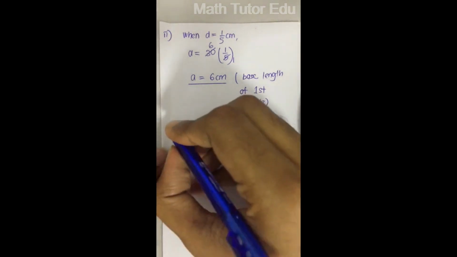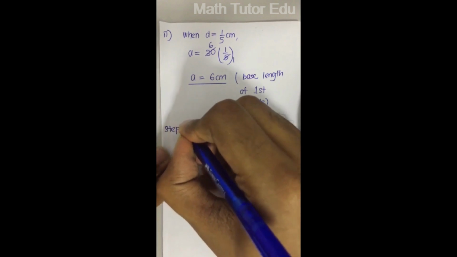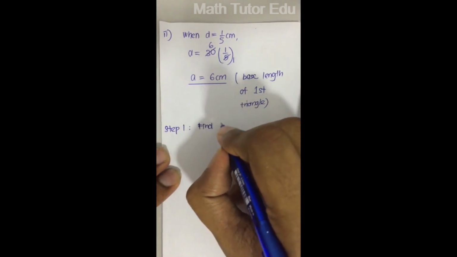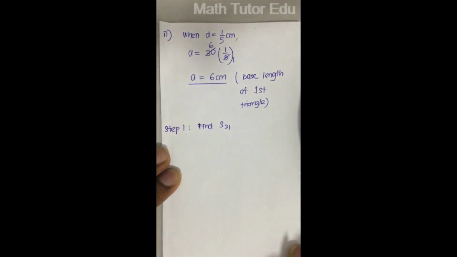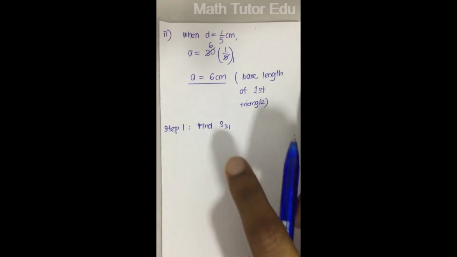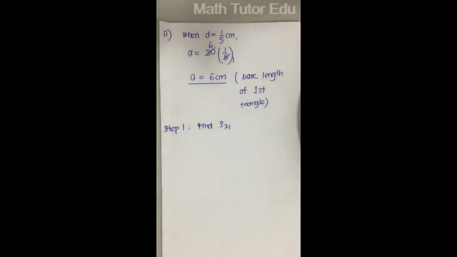So from here our step 1 will be to find S31. This will be our very first step, guys. Because at the end of question B part 2 we need to calculate the maximum number of rolls of the paper that can be sent. That one I will come back to later, but for now I want you to break down the question one by one. So for the first step you find S31, which is based on the base length of the triangle, guys.